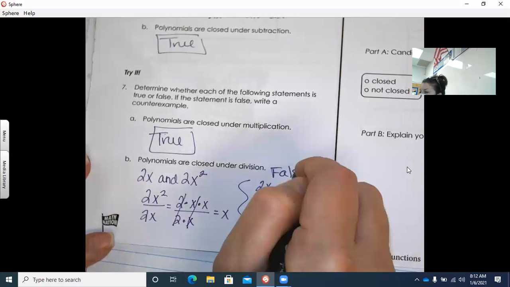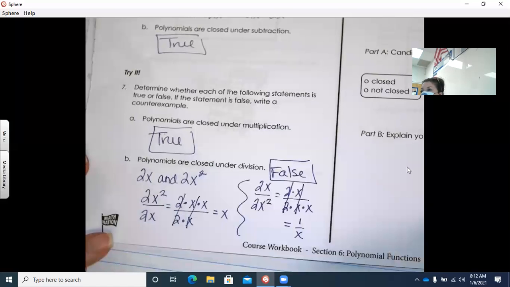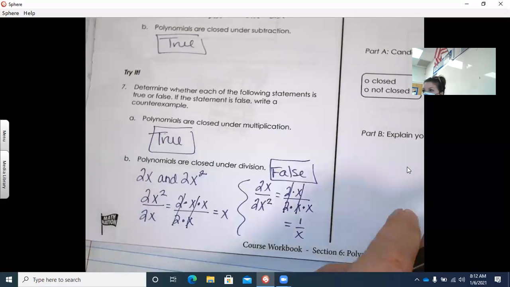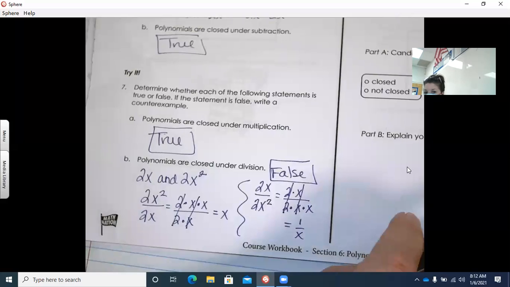So are integers closed under division? No, because we said the rules for polynomials and integers are analogous, right? Y'all cool with that? So polynomials and integers are closed under addition, subtraction, multiplication. Neither are closed for division.